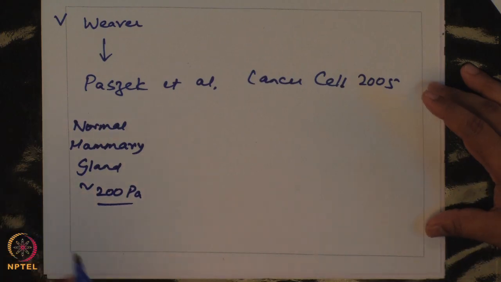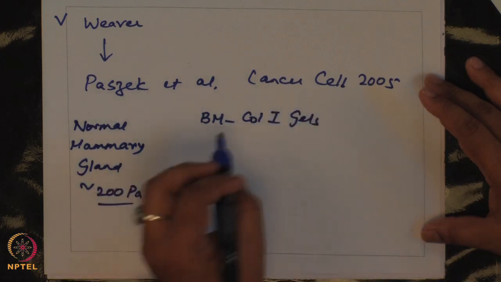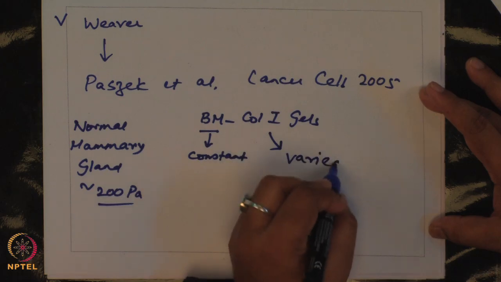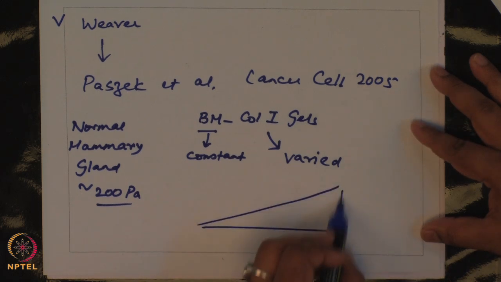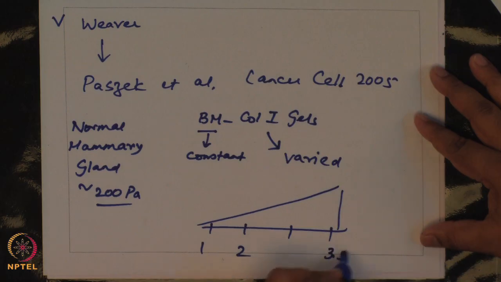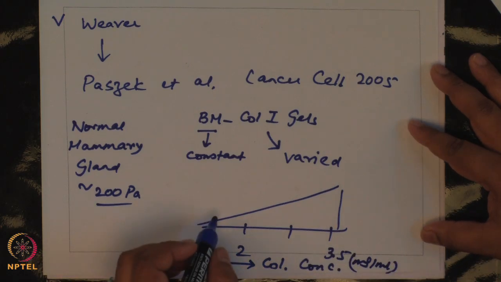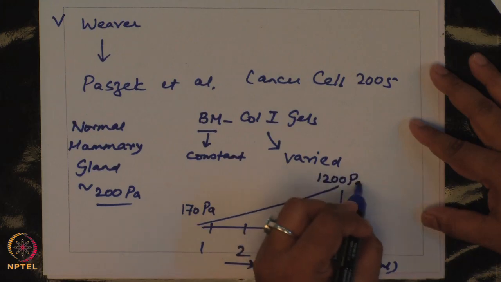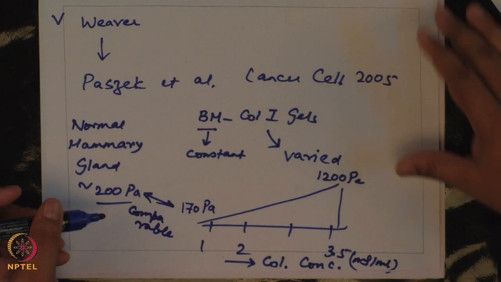So, what she did was she made these collagen gels. She made a range of basement membrane collagen gels, collagen 1 gels, where this was kept constant and the concentration of collagen was varied. This allowed her to generate a range of different stiffnesses. So, if this is my collagen axis, this is 3.5. This is my collagen concentration in mg per mil. She generated a range of bulk stiffness of this collagen gel, ranging from 170 pascals for this 1 mg per mil gel to nearly 1200 pascals for the stiff gels. This 170 pascals is very comparable to the normal mammary gland properties.